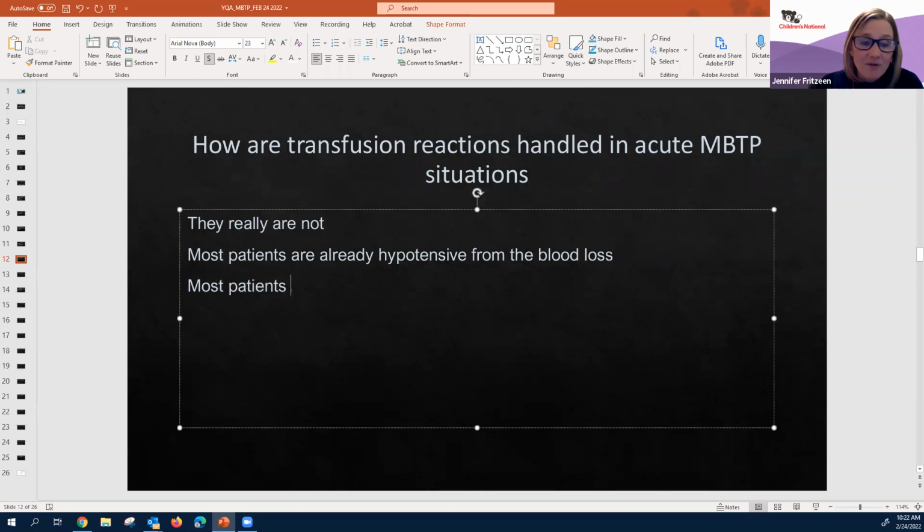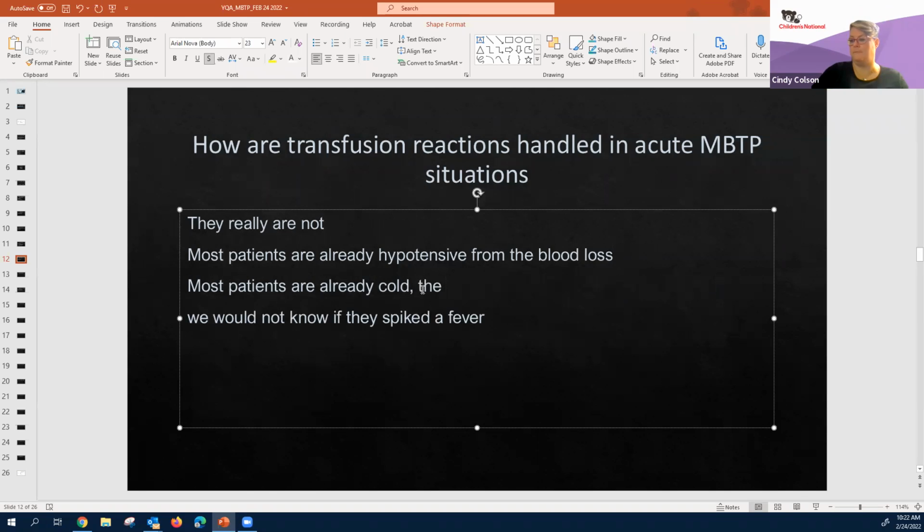Because at the end of the day, even if they spiked a fever in the midst of giving massive blood transfusion, the risk and benefit of stopping that is bad. Bad things will happen if we stop that blood. This is the keep-them-alive mode that we're in until we can stop the bleeding.